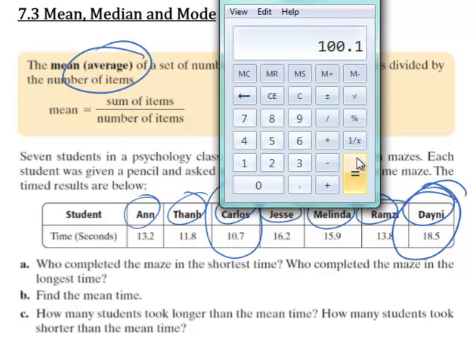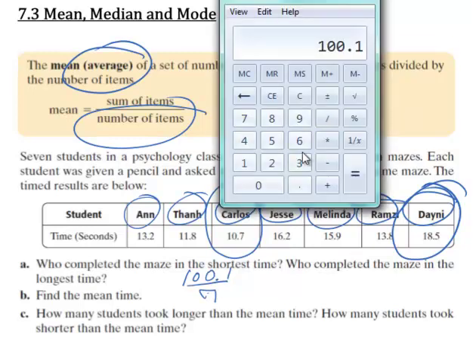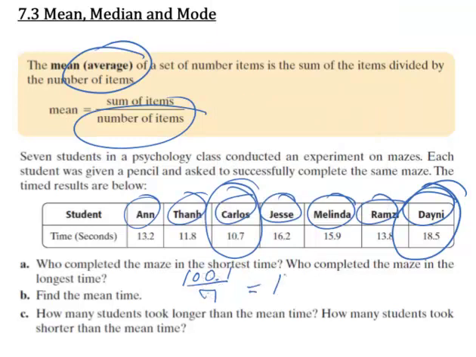So the number so far I'm coming up with is 100.1. So let me write that down here. So that's 100.1. But then remember, now we need to divide by the number of items that we have. Well, we know there were 7 people. So if I pull up my calculator again, now I'm going to divide that number by 7. It equals, and I'm coming up with 14.3. That is the average time.